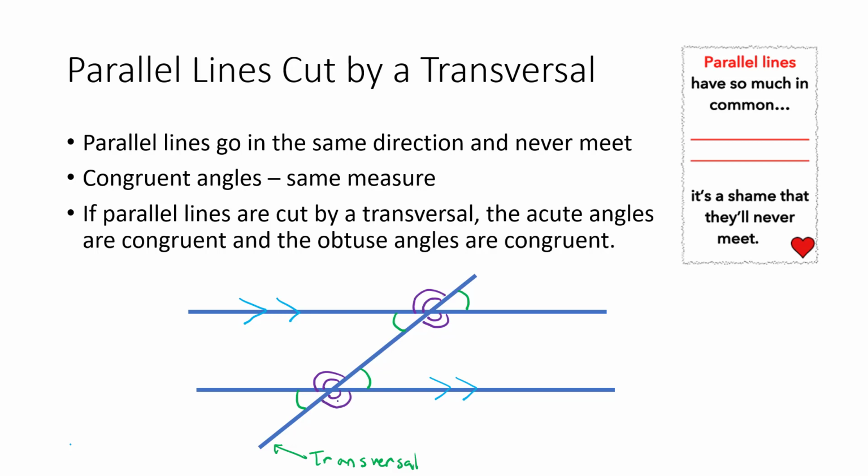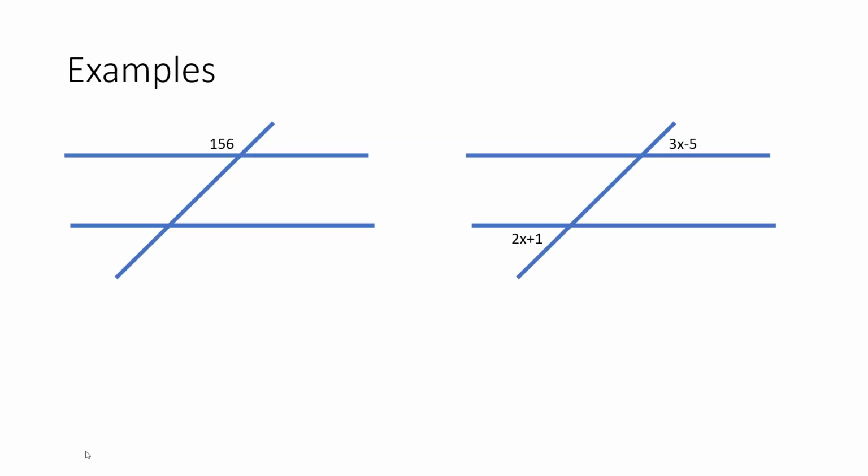And often in geometry, we'll put curves inside of angles, and angles that have the same number of curves, that's a shorthand way to say they're congruent. So the obtuse angles with the double purple curve, those are all congruent to each other. They all have the same measure. The acute angles with a single green curve, those are all congruent to each other. This relationship gives us a lot of information if we're working with some examples.